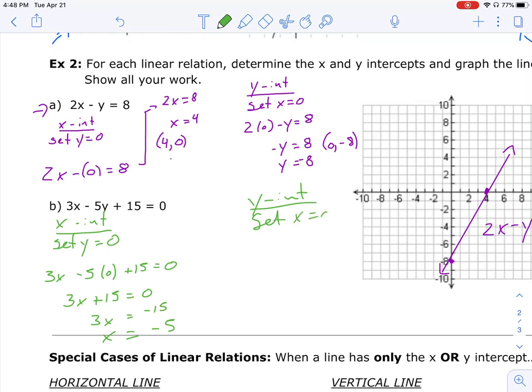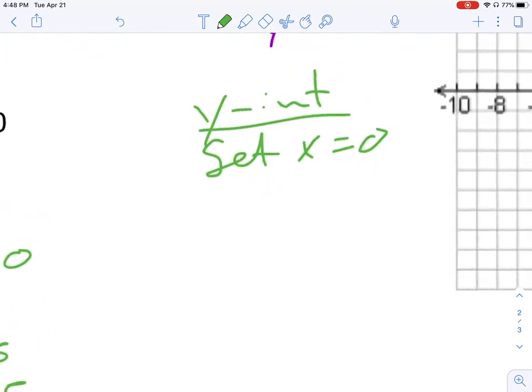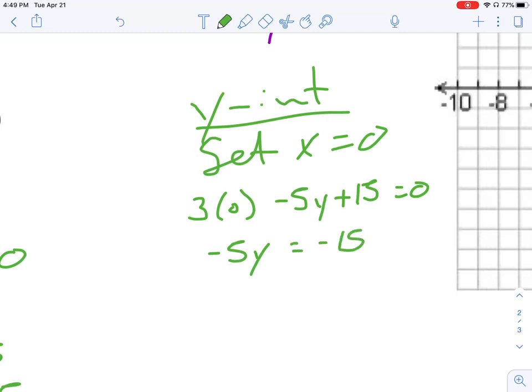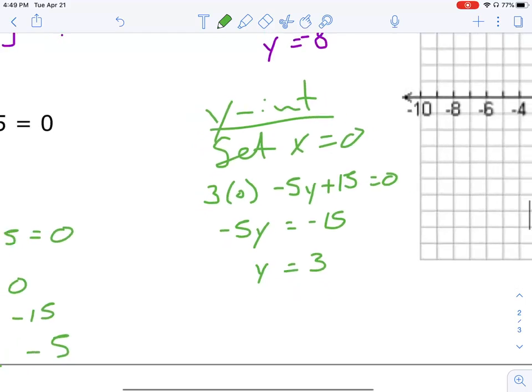My y-intercept, set x equal to 0. So 3 times 0 minus 5y plus 15 equals 0. Negative 5y is equal to negative 15. Y is equal to 3.